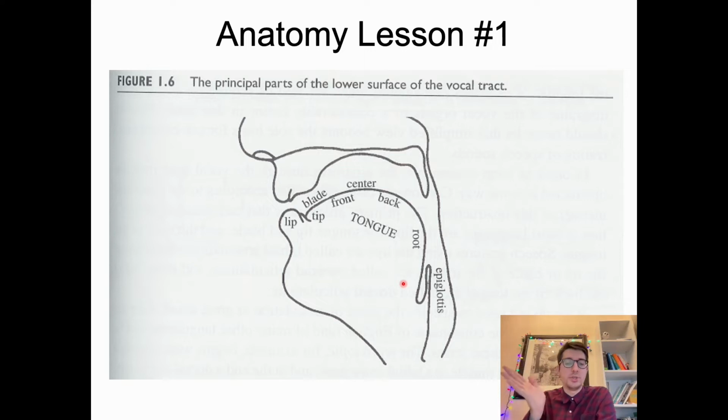Epiglottis also closes and opens. Its primary function is to prevent food from entering your trachea, your lungs, and preventing you from dying in this way. So it's a very important organ, right? This is a velum here. It can lower in order for the air to go through the nasal cavity, or through the nose. That's how we produce nasal sounds. It can also be active, but not as active as a tongue, of course.